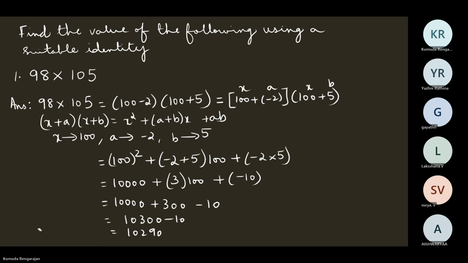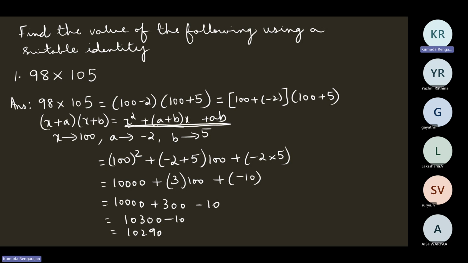So here we have this expression, which looks like (x plus a) into (x plus b). This expression is of the form (x plus a) into (x plus b). So the answer is x squared, 100 squared, plus (a plus b) of x, that is (minus 2 plus 5) of x, 100, plus ab, that is minus 2 into 5. This is the answer.